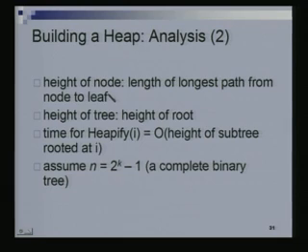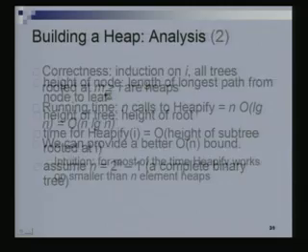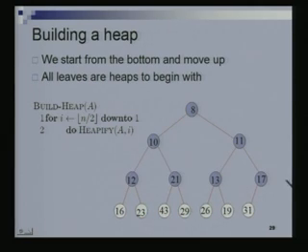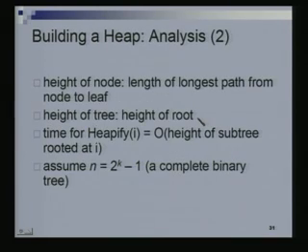Let us define the height of a node as the length of the longest path from the node to a leaf. So the height of this node is 1, the height of this node is 2, and the height of this node is 3. We will say that the height of the leaves is 0. The height of the tree is just the maximum height of any node, which is therefore 3. So the height of the tree is the same as the height of the root, and it is 3 in that example.